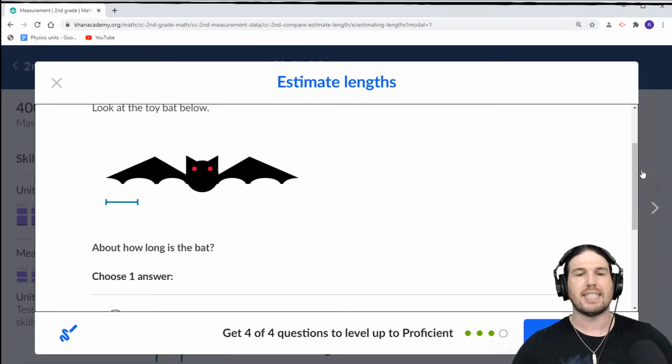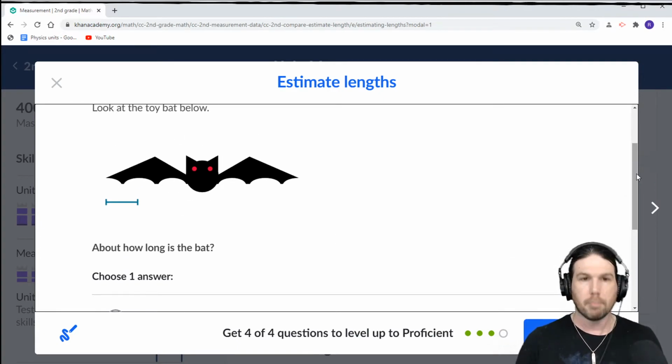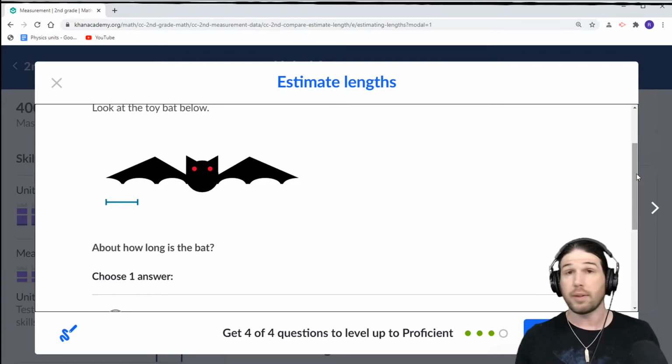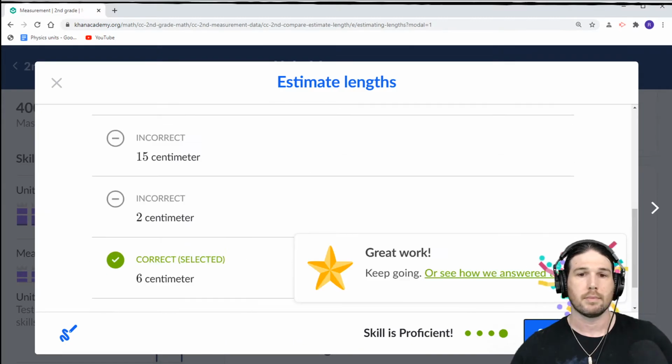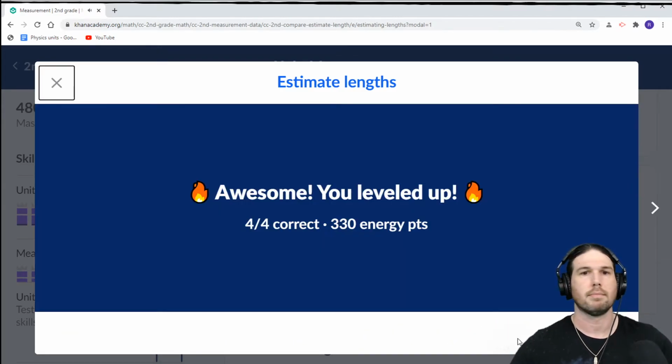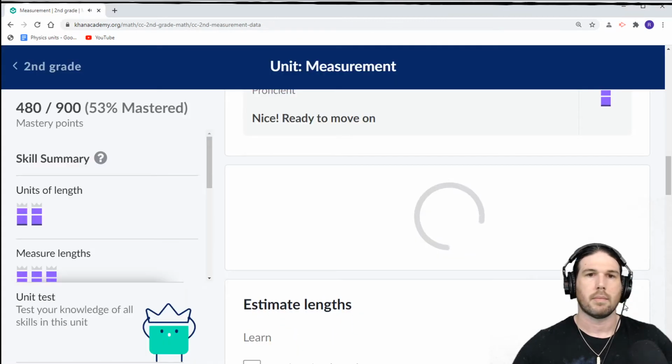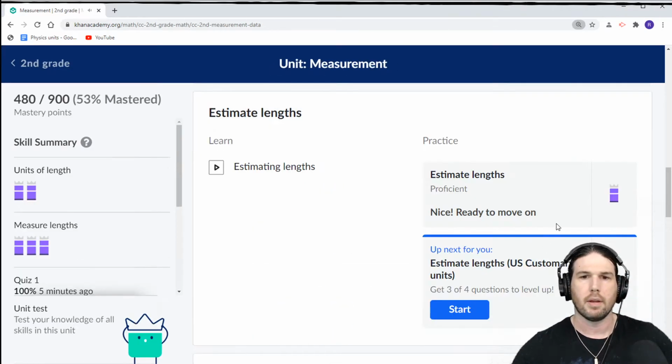So even if I wasn't able to put it together that it was 6, I would be able to eliminate the other 2, and if there are only 3 answers and 2 of them are wrong, moving on. Okay, so that was estimating length. What else do we got?